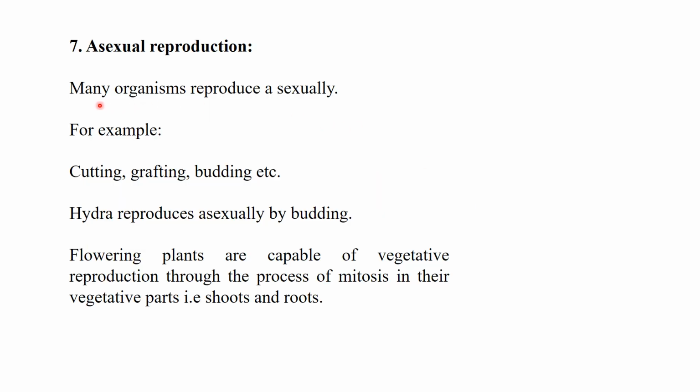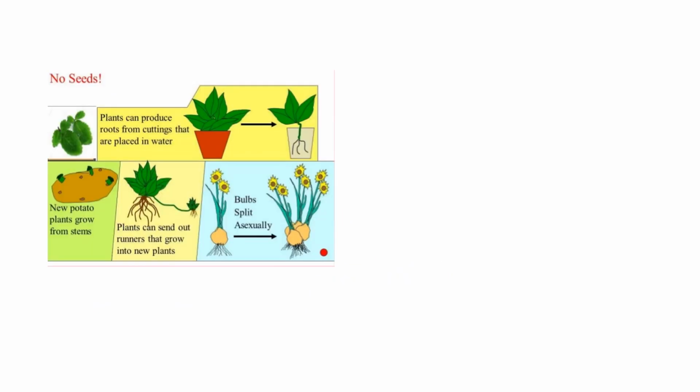Asexual reproduction: many organisms reproduce asexually, for example, by cutting, grafting, budding, etc. Hydra reproduces asexually by budding. Flowering plants are capable of vegetative reproduction through the process of mitosis in their vegetative parts, shoot, and roots. This asexual reproduction totally depends on the process of mitosis.